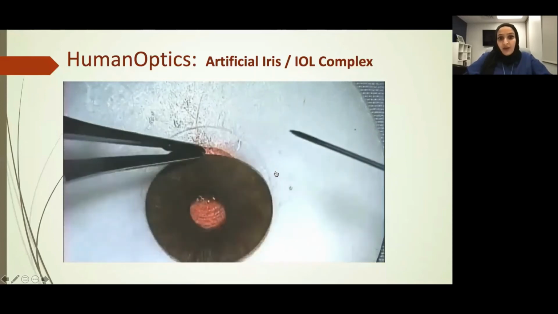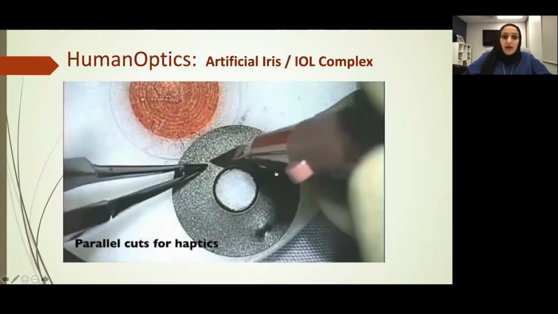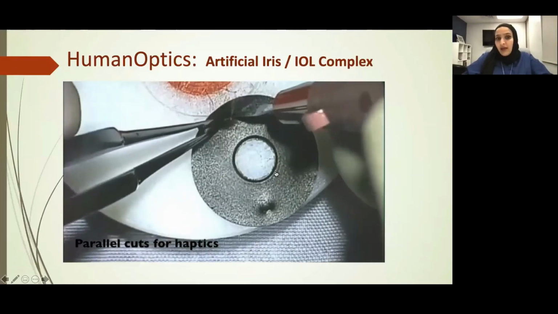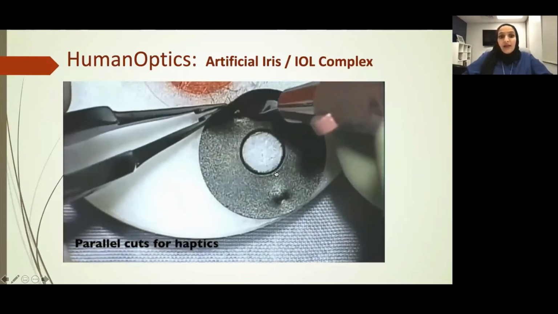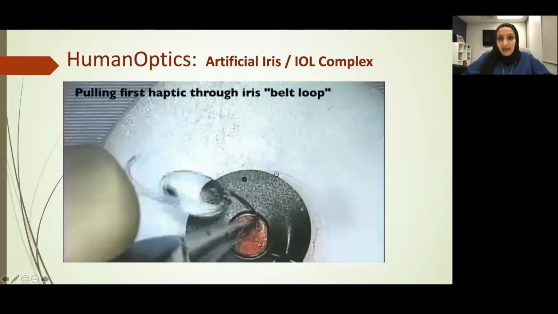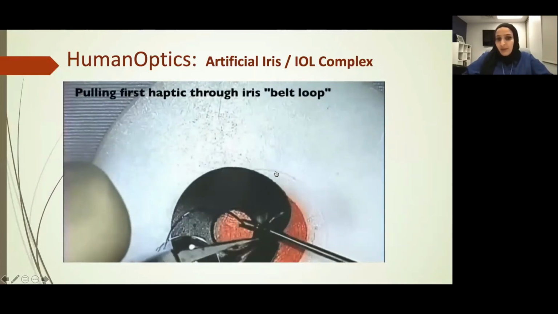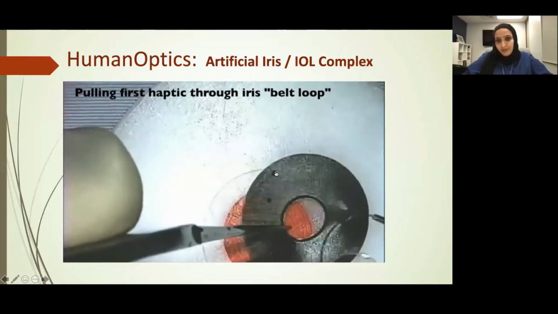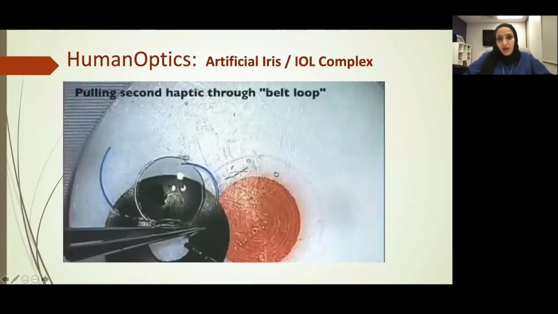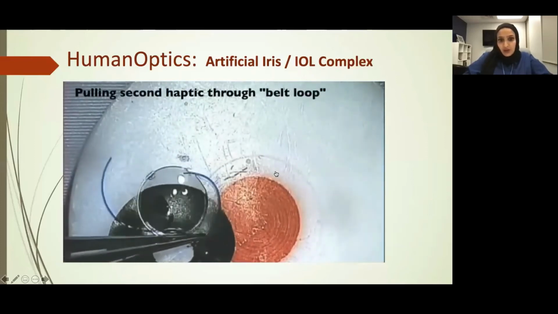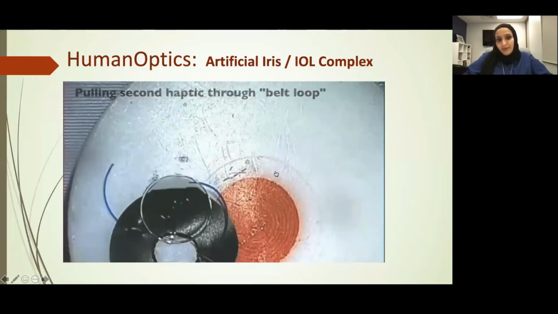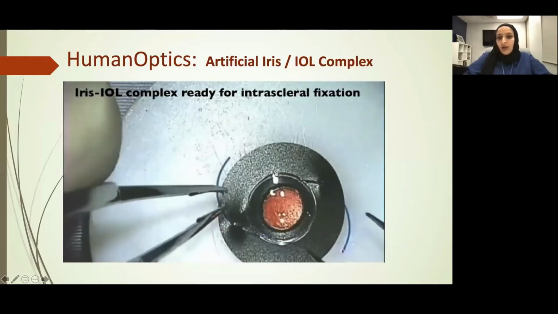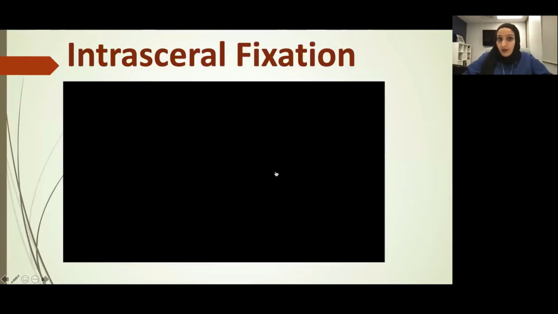And then now with the 3-piece IOL, we create two parallel cuts for the haptic, just to introduce the haptic of the 3-piece IOL. As you can see here, this is called a belt loop fixation of the 3-piece IOL. Fixating one of the haptics, going for the other haptic without suturing. As you can see, the IOL is fixated, very well centered to the pupil. I'm going to proceed to the same patient.